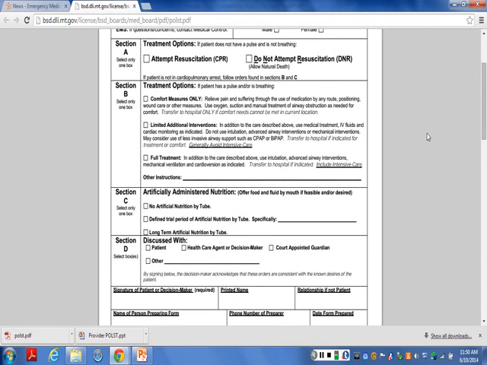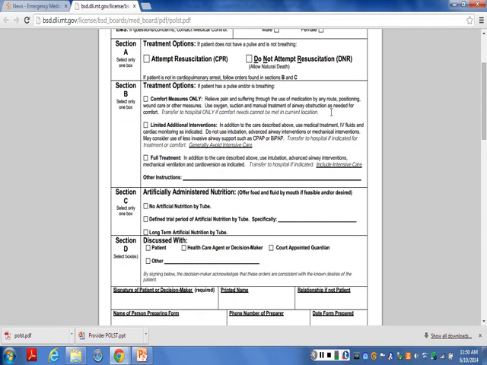In Section B, for treatment options, if the patient has a pulse or is breathing, comfort measures only. We can relieve pain and suffering through the use of medication by any route, positioning, wound care, or other measures. We can use oxygen, suction, and manual treatment of airway obstruction as needed for comfort. We transfer patients only to the hospital if comfort needs cannot be met at the scene.